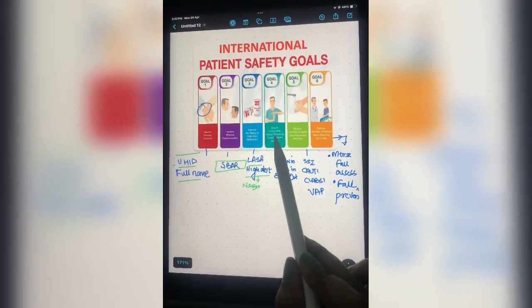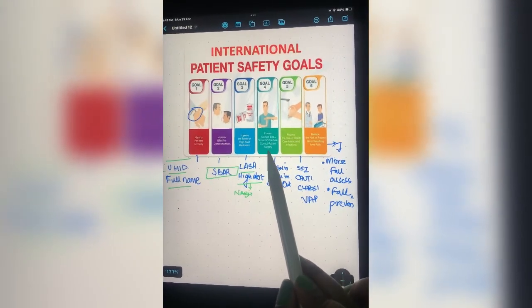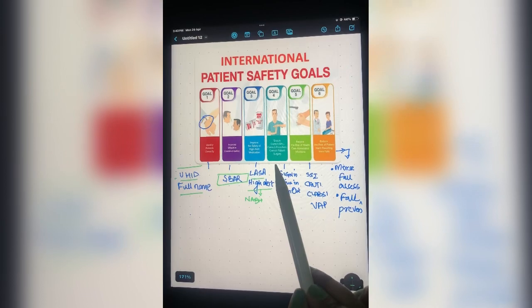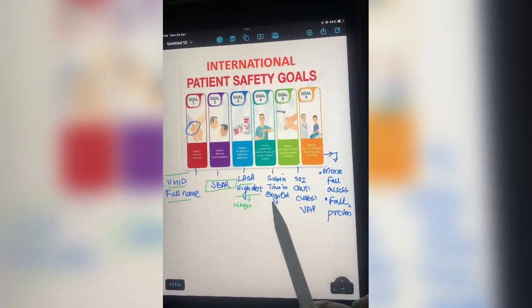Then we have goal number 4, which tells about ensuring correct site, correct procedure, correct patient surgery. It tells you about the WHO surgical safety checklist, where we are covering sign in, time out and sign out.